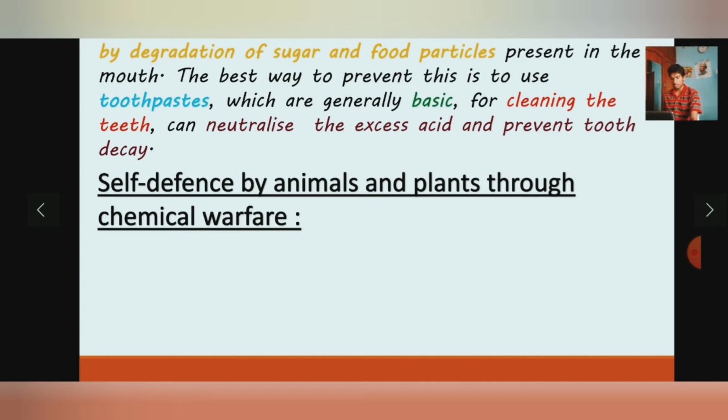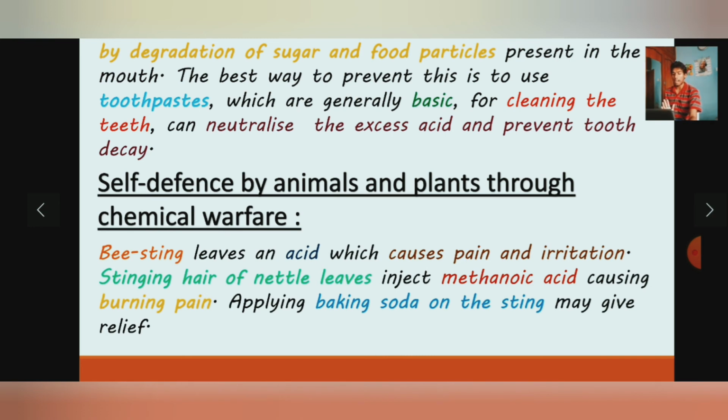Okay, so you know a bee. If you threaten a bee, what does it do? It comes and stings you with its sting. Its sting contains an acid which causes pain and irritation. Similarly, a plant which is called nettle plant has a stinging hair through its leaf. Its leaves have some sharp hair-like structures which contain methanoic acid that cause burning pain. So, in order to get relief from this pain, we apply baking soda, which is a base, and it gives us relief.